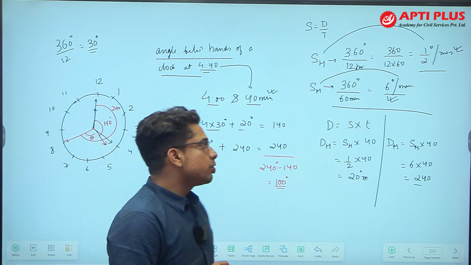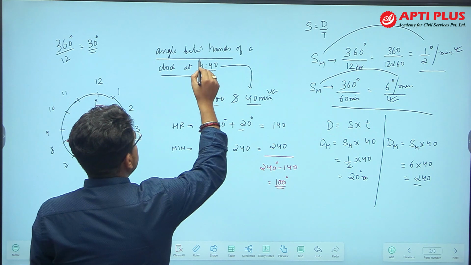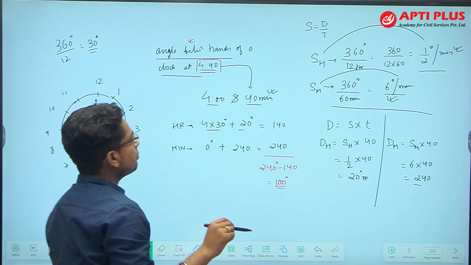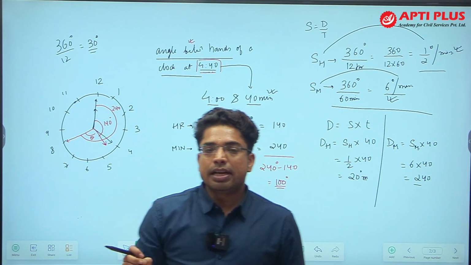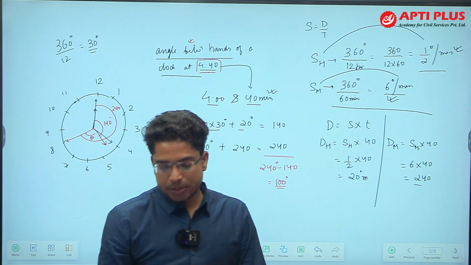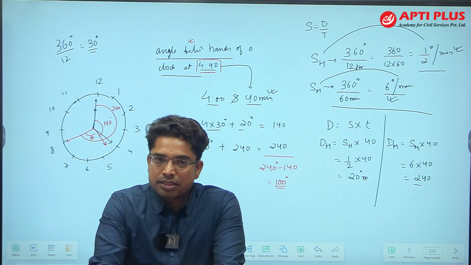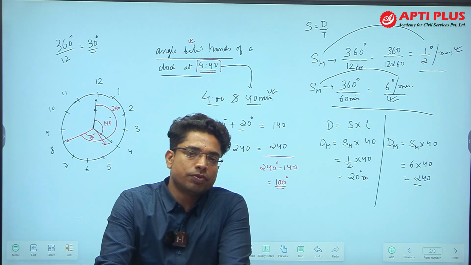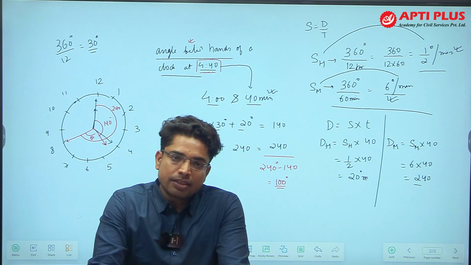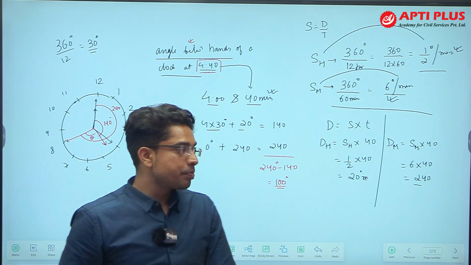Okay? So, having understood this, this is the first type wherein the time will be given and the angle will be asked. So, time is given, 4:40, and the angle was asked. The angle we calculated is 100 degrees. Simple and easy. Moving ahead with the next type, which is just the opposite of this, wherein you will be given the angle and they will ask you the time. Let us take an example.